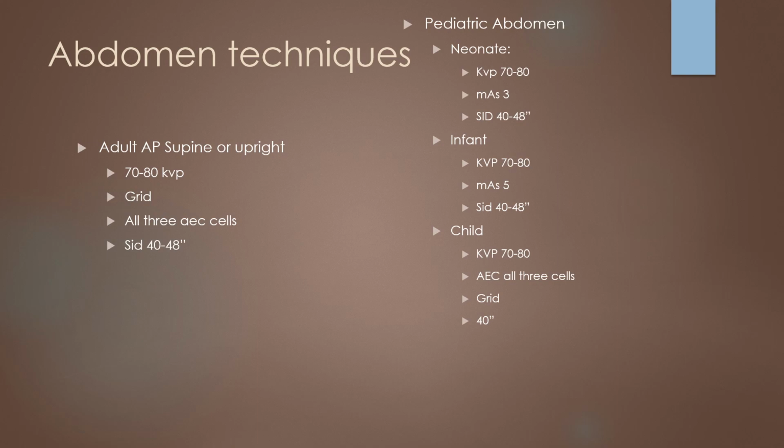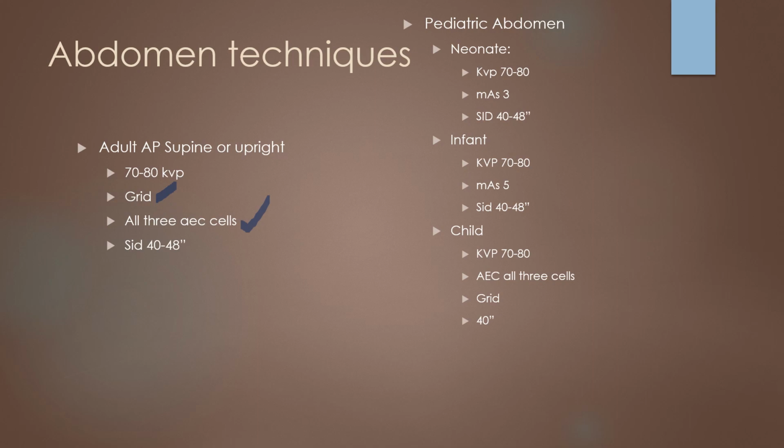Okay, abdomen techniques. So we are finally out of the chest onto the abdomen. The abdomen is relatively easy, so hopefully we can get through this relatively quickly. Abdomen techniques we talk about in class a lot, but we know abdomens are thick. We're going to need a grid. We know that if we're utilizing AEC cells, which is really easy to do on the abdomen, and I think very acceptable, you're going to use all 3 AEC cells at once.